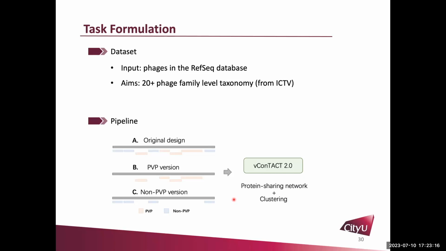In the original design of vContact, it will use all the proteins from the phage sequence to form a protein sharing network and do a clustering algorithm on the network for classification. In our experiment, we designed two variant versions of vContact: only use PVP version and only use non-PVP version. We'd like to check whether these two variants will affect the performance of phage taxonomy classification.